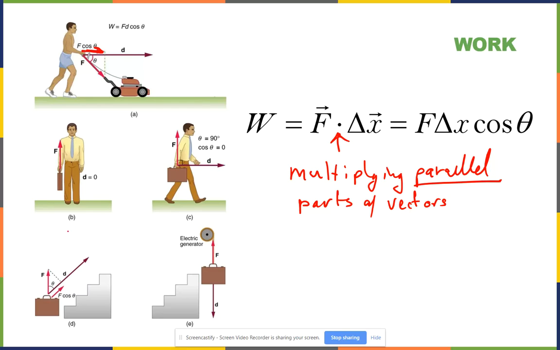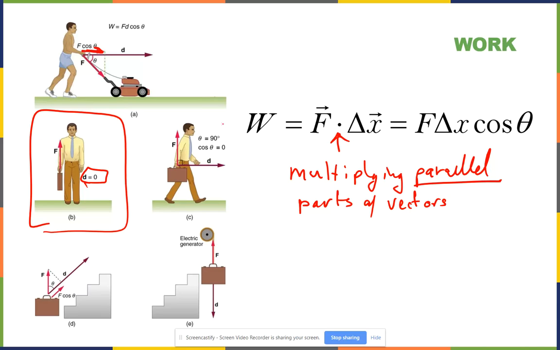So now let's look at these. Is there any work being done by the man on the briefcase there? Notice it's only showing the force the man's applying to the briefcase. Is he doing any work on the briefcase there? Okay, I've got people shaking their heads. Both of them shook their head no. Andrew, why'd you say no? Because there's no motion, right? It says d equals 0 there, and you have to have a change in position.